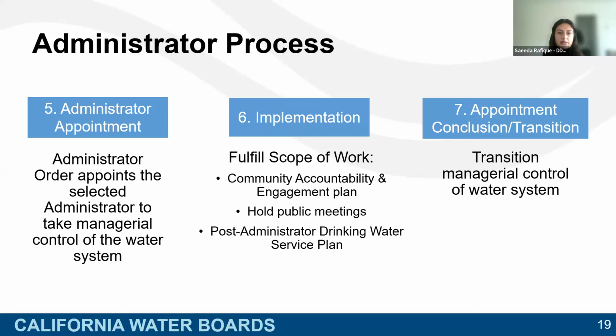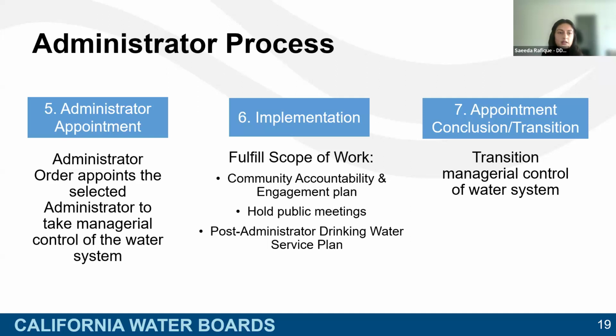Lastly, we have step seven, which is where the appointment concludes and there's a transition period. So the administrator will transition managerial control of the water system to a sustainable form of governance with the post-administrator drinking water service plan in effect.